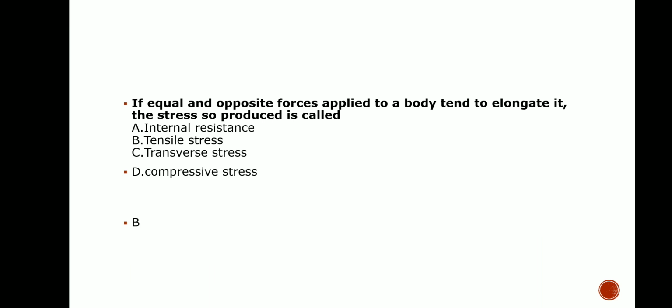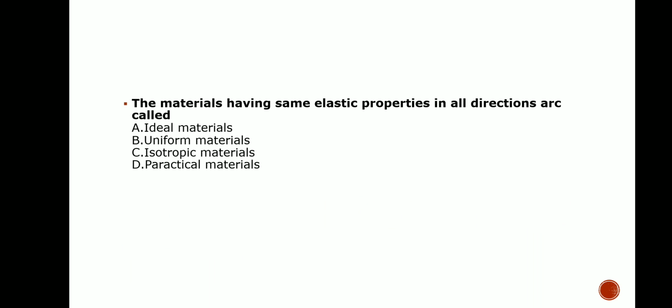Now we will see the next question. The materials having the same elastic properties in all directions are called dash dash. Option A, ideal materials; B, uniform materials; C, isotropic materials; and D, practical materials. So the correct option is option C.